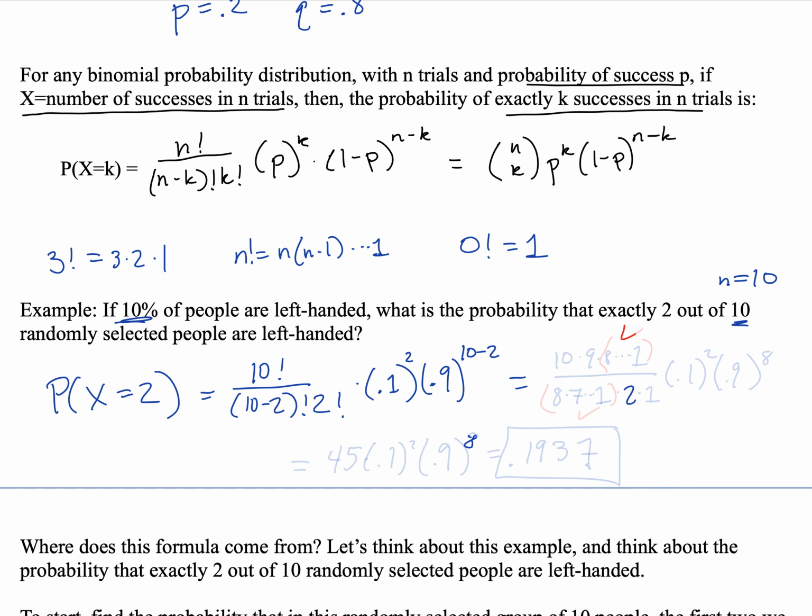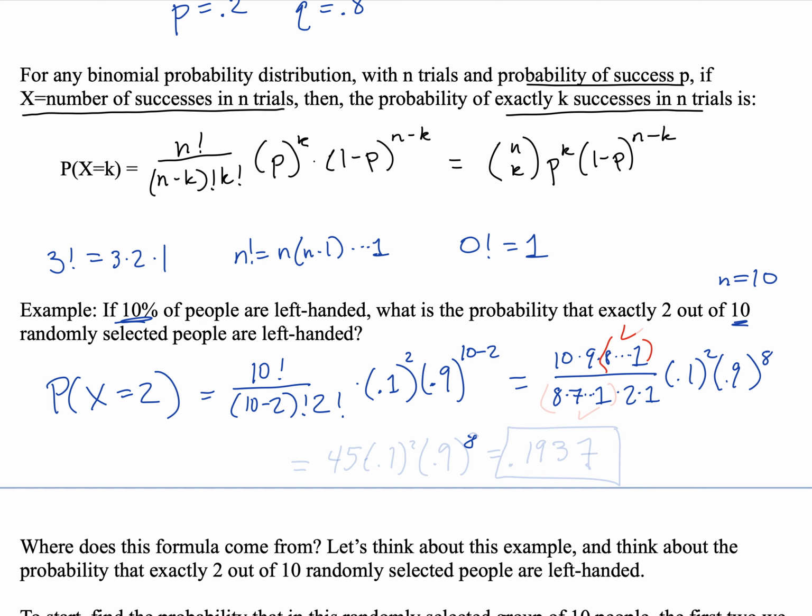And so that's equal to 10 factorial, that's 10 times 9 times 8 times ... down to 1, divided by 10 minus 2 factorial, that's 8 factorial, 8 times 7 times ... down to 1, times 2 factorial, 2 times 1, times 0.1 to the second power times 0.9 to the 8th power. So we can cancel some of that factorial out.